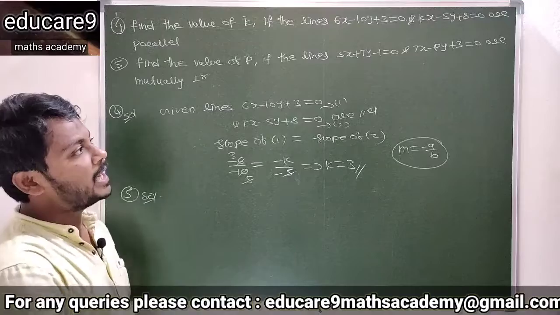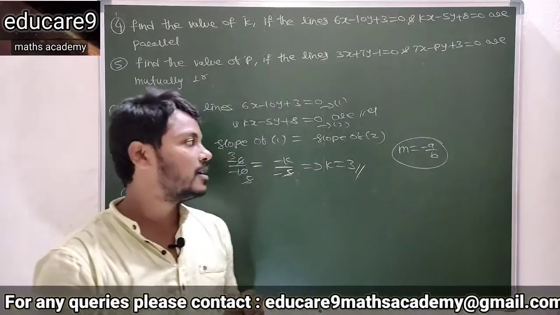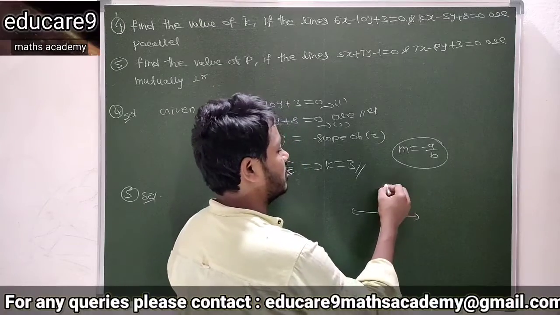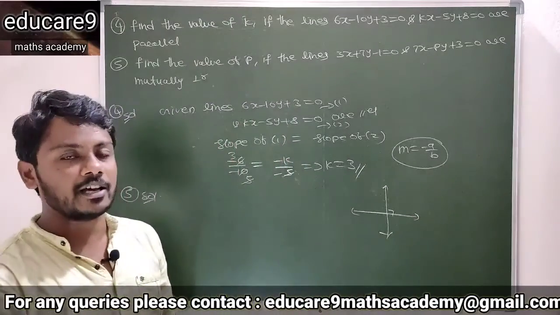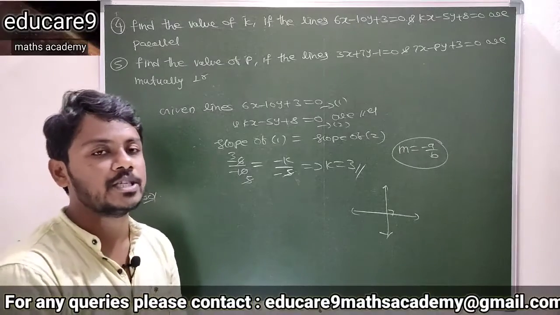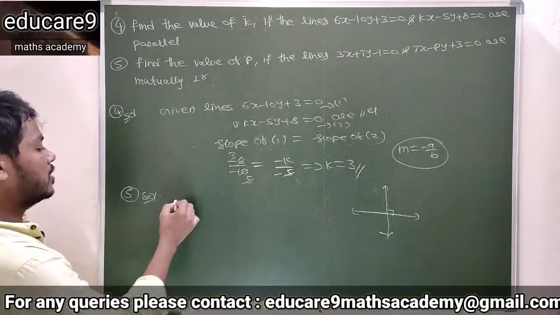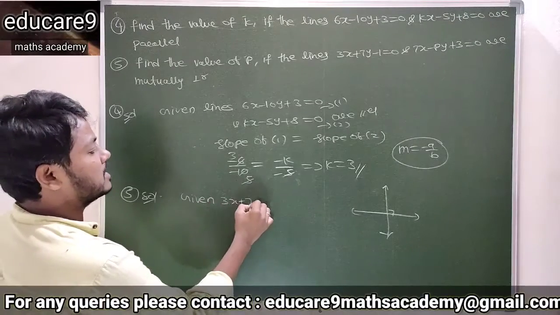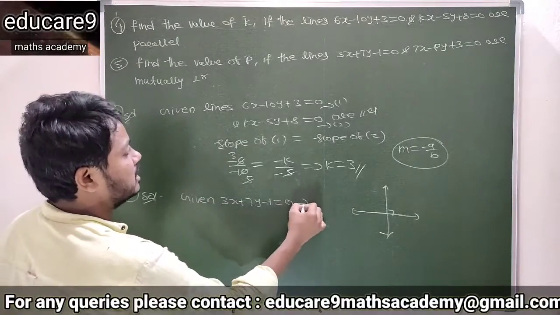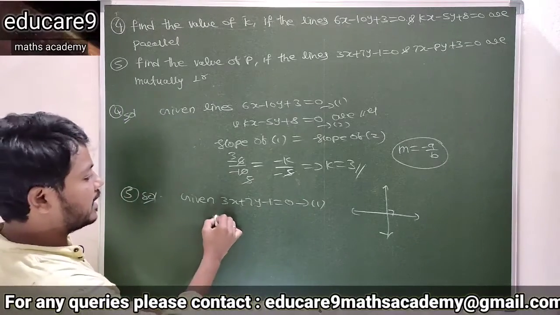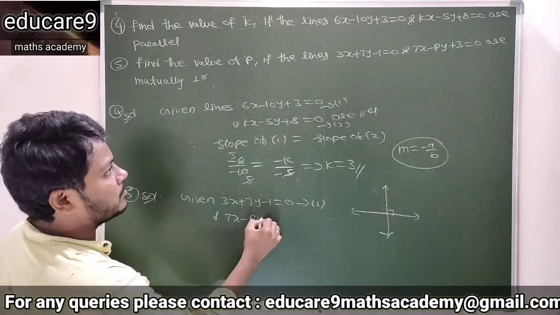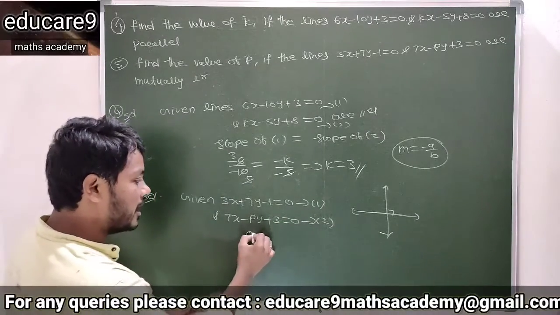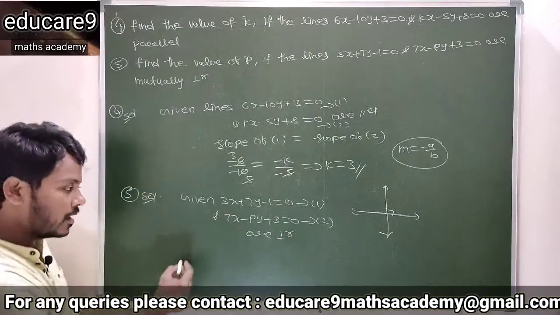Find the value of p if the lines are perpendicular. So like this. You know that if two lines are perpendicular, then the product of their slopes is minus 1. So see here, the first one is given: 3x plus 7y minus 1 equals 0. This is equation 1. And the second one is 7x minus py plus 3 equals 0. This is equation 2. They are perpendicular.